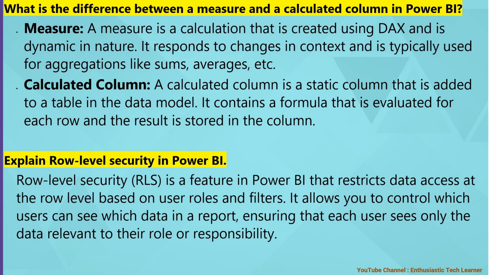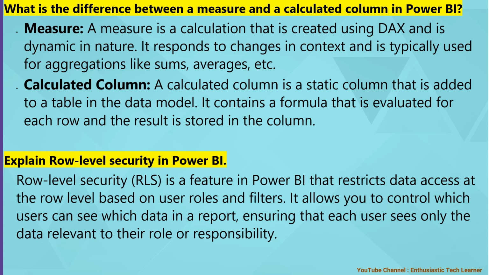What is the difference between a measure and a calculated column in Power BI? Measure. A measure is a calculation that is created using DAX and is dynamic in nature. It responds to changes in context and is typically used for aggregations like sums, averages, etc. Calculated column. A calculated column is a static column that is added to a table in the data model. It contains a formula that is evaluated for each row and the result is stored in the column.